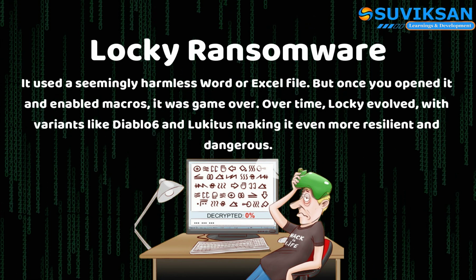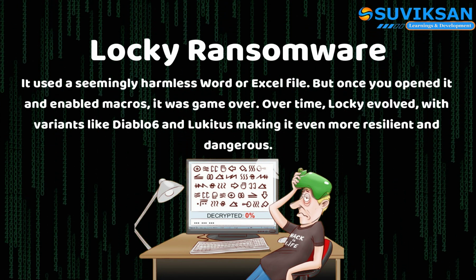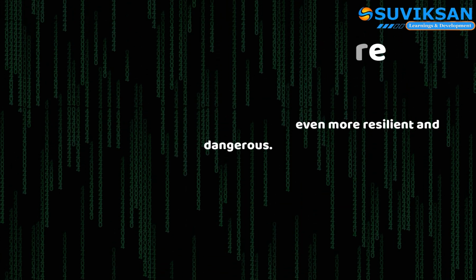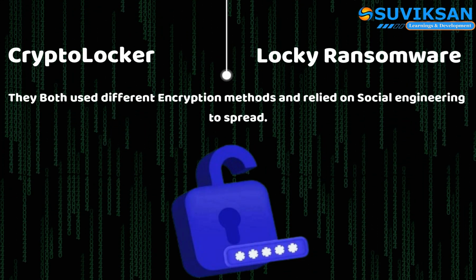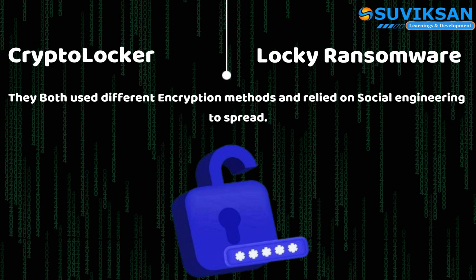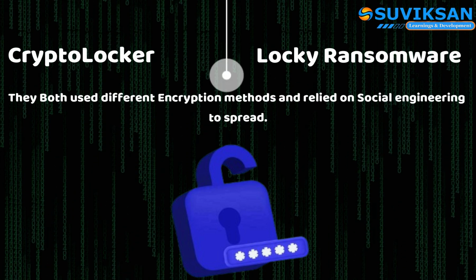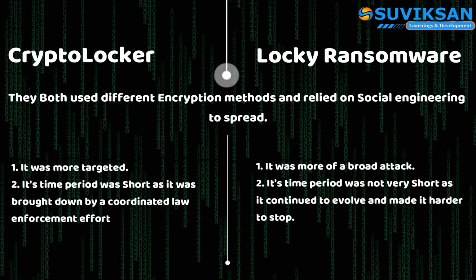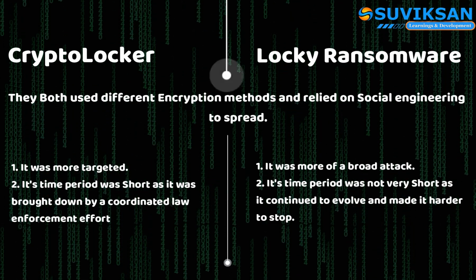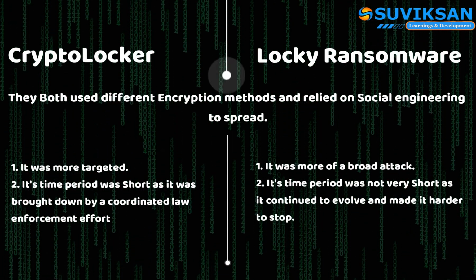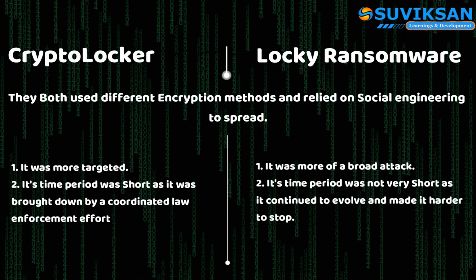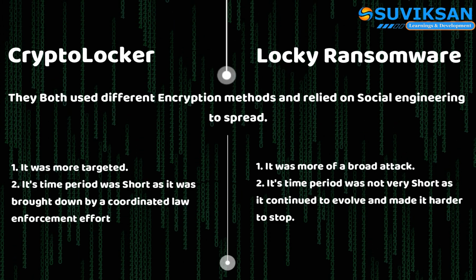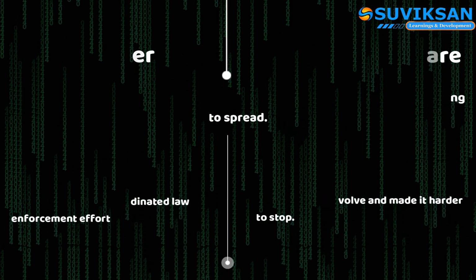Over time, Locky evolved, with variants like Diablo 6 and Lukitus making it even more resilient and dangerous. Both used sophisticated encryption methods and relied on social engineering to spread. But they had their differences too. CryptoLocker was more targeted, while Locky was more of a broad attack. CryptoLocker's time period was shorter than Locky's, as it was brought down by a coordinated law enforcement effort, while Locky continued to evolve, making it harder to stop.